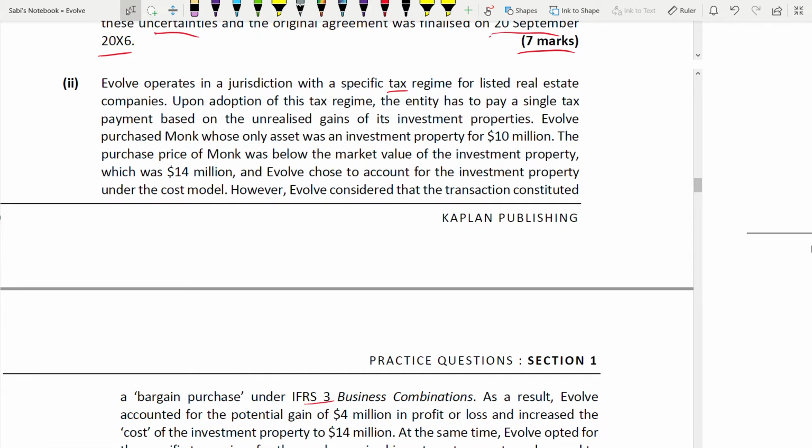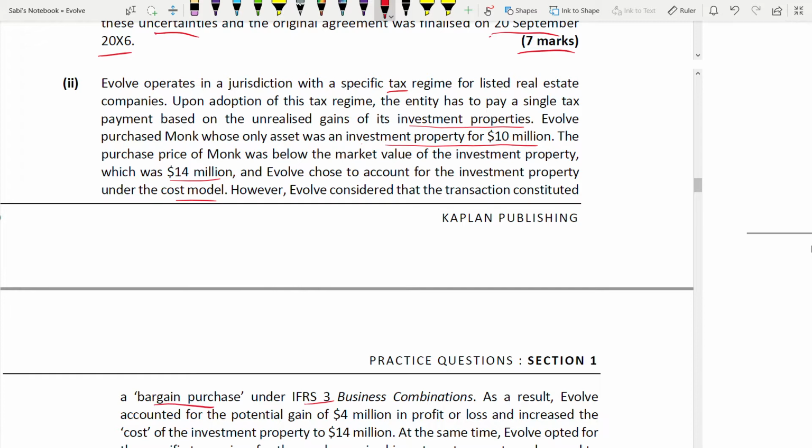They operate in a jurisdiction with a specific tax regime for listed real estate. Upon adoption of this tax regime, the entity has to pay a single tax payment based on the unrealized gain of its investment property. Evolve purchased Monk, whose only asset was an investment property of 10 million. The purchase price was below the market price of the investment property, which was 14 million. Evolve chose to account for the investment property under the cost model. They considered the transaction a bargain purchase.